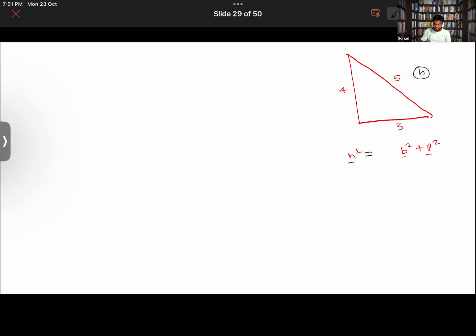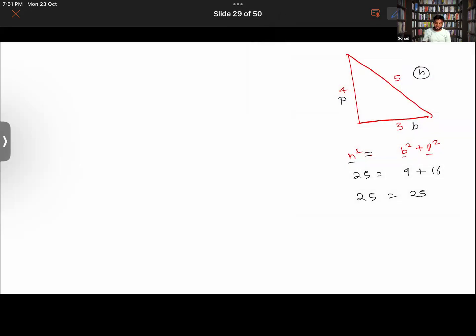Let me write it. So it is 25 now. B square, 3 square is 9, then p square is 16. So 25 equals 25 over here, right? So such numbers are called Pythagorean triplets. So you can check it for other numbers also.